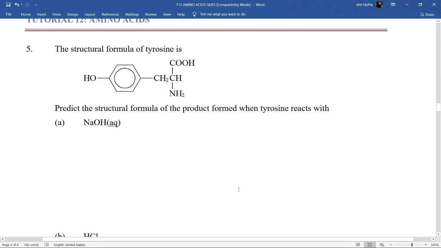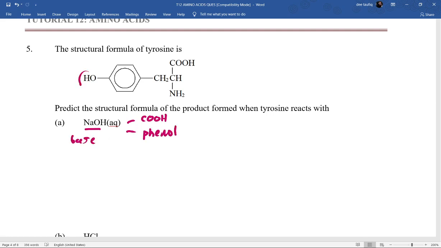The structural formula of tyrosine is given here. Predict the structural formula of the product formed when tyrosine reacts with NaOH. Okay, so the NaOH will react with the carboxylic acid group since it is a base, and it will also react with the phenol group. So this is a base, this is an acid, this is also an acid, this is a base.